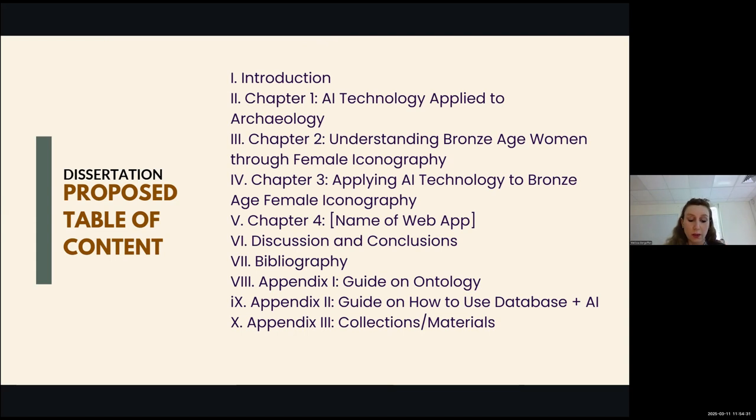Also notable are the appendices, where there will be guides on the ontology and how to use the database with AI capabilities, as well as a catalog of the collection and materials included within the project.